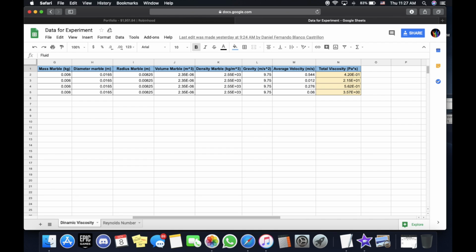This could have happened because the average velocity we found could have varied a lot, and some external factors could have affected the falling of the marble, like the resistance of the air or the pressure.